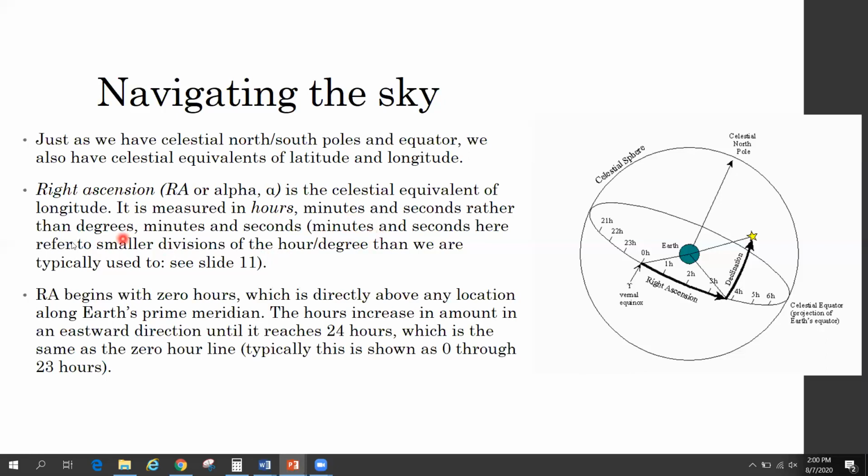Minutes and seconds here refer to smaller divisions of the hour/degree than we are typically used to. And we'll come back to that on slide 11. We'll talk a little bit more about these angular measurements.